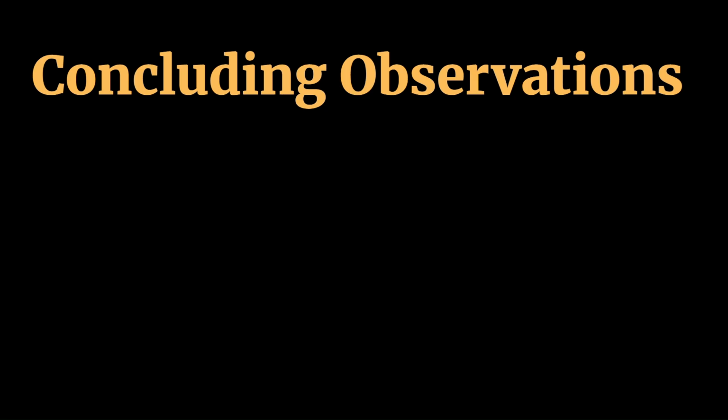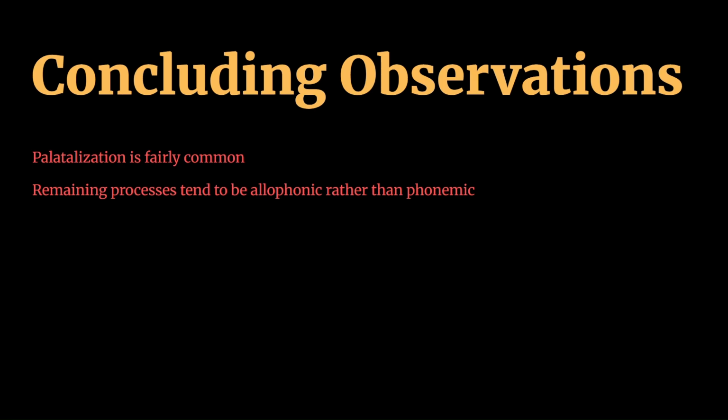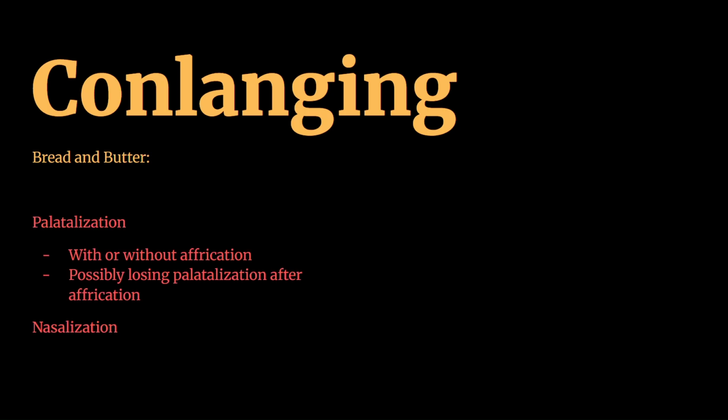I just have two concluding unscientific observations. The first is that palatalization seems to be the most common of these, at least phonemically speaking, whereas most of the other ones will occur with fair regularity, but as allophonic variation. So what are the best ways to apply this to conlanging? For our bread and butter, we have palatalization. Now this can be with or without affrication, and may possibly lose the palatalization after affrication. I would also throw nasalization under the bread and butter, although mostly it'll be as an allophonic process.